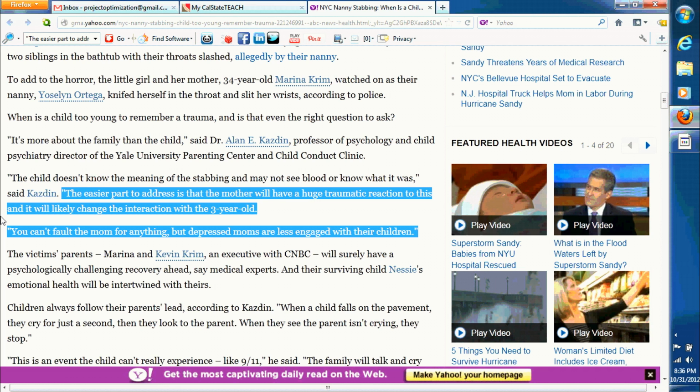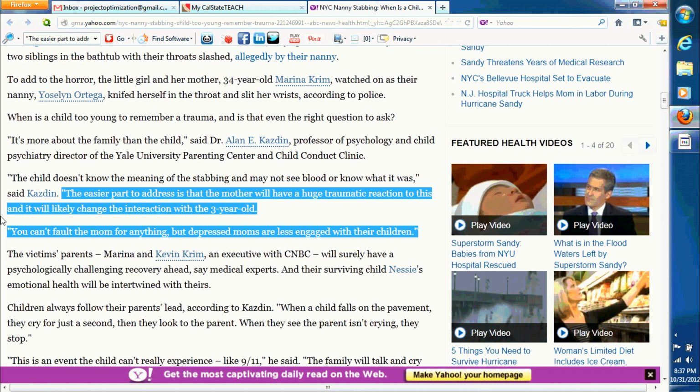Okay, so the next conditional proposition is, if a mother is depressed, she'll be less engaged with her children. So there you have at least 2 conditional propositions, and that's the minimum we need to link a cause and effect which are not directly, or at least not presented as being directly connected. And then we get, if a mother has a huge traumatic reaction, she'll be less engaged with her children. So that's how we link those propositions.